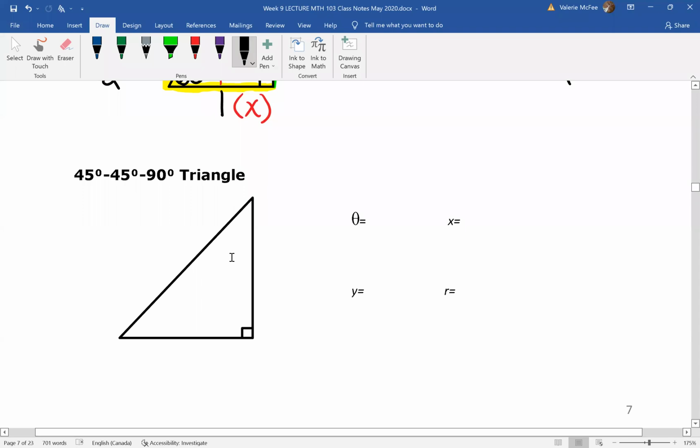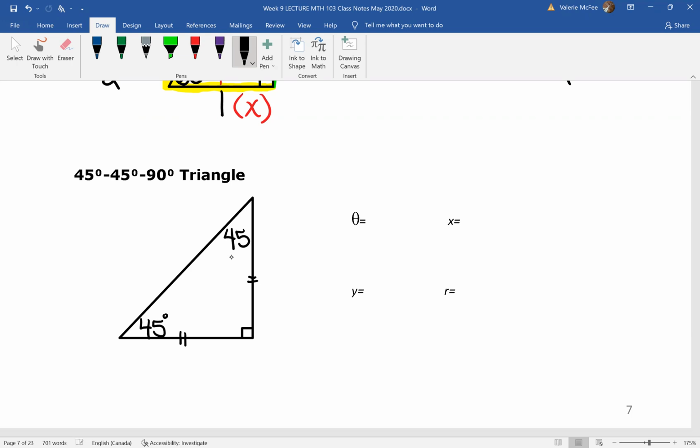I said at the start of this lecture that there were 3 important triangles. The third one is an isosceles right triangle. In an isosceles right triangle, we have 2 sides that are the same. And since one angle is already 90 degrees, and these 2 angles have to add up to 90 degrees, they are both going to be 45 degrees. If we let our side lengths that are equal be 1, can you find the missing side length?